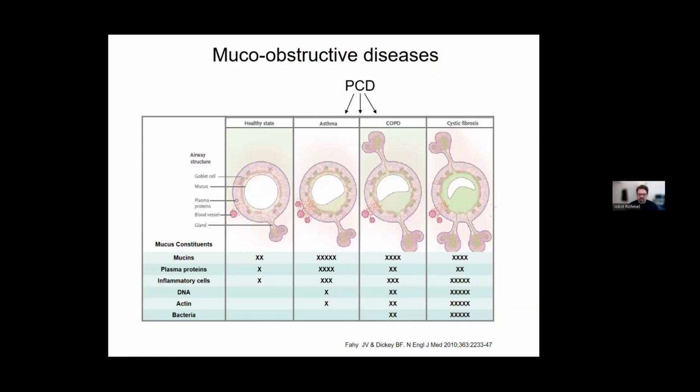This is an image, PCD is not in it, but it compares healthy, disease, asthma, COPD, and cystic fibrosis, and what the situation is like in the bronchi. PCD is somewhere between severe asthma and COPD. Just to show you that it's a spectrum, the amount of mucins and inflammatory cells gets higher the more severe the muco-obstructive disease. That's the overarching term for those diseases, which PCD is one part of.